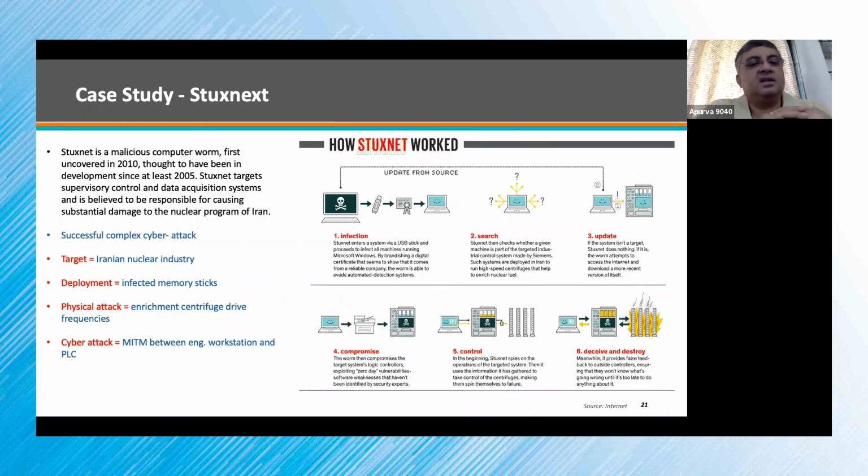So this was a man in the middle attack between the engineering workstation and the PLC. PLC is nothing but a programmable logic controller, which runs the logic for your SCADA system. That's how Stuxnet worked, and there are multiple versions of Stuxnet that came out after that. But this was a major attack on the nuclear program.